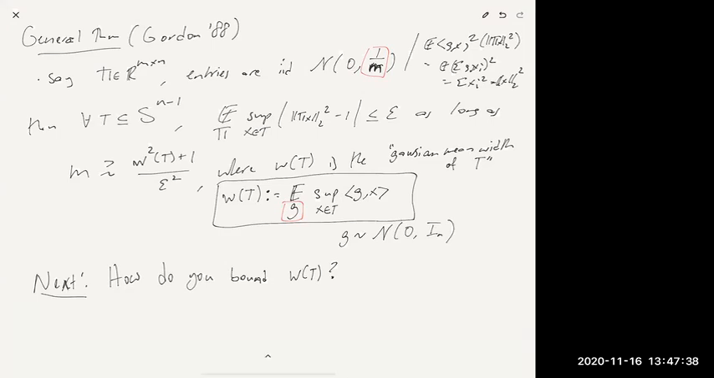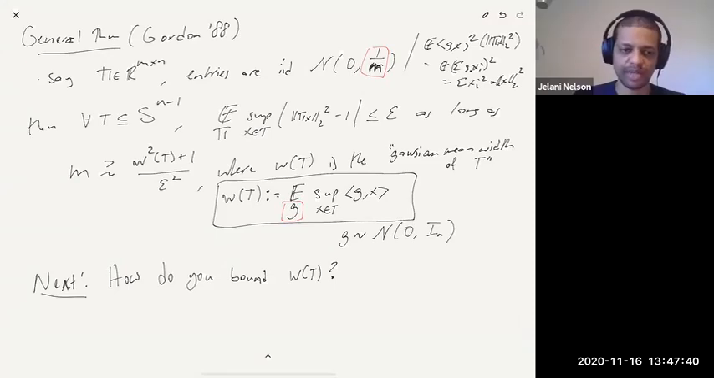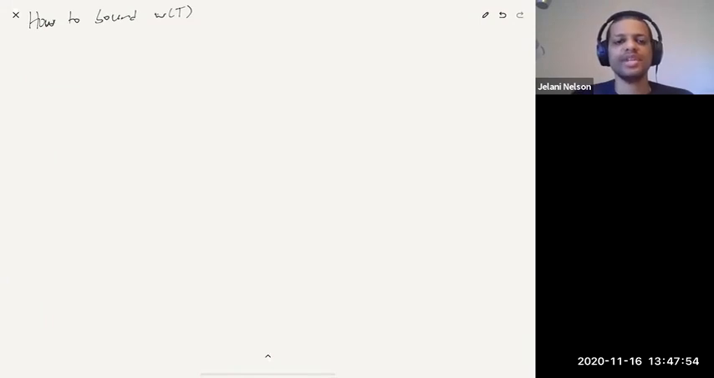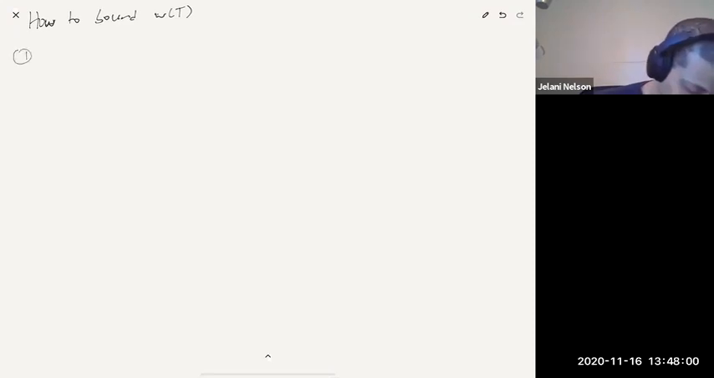No problem. So next up, how do you bound this Gaussian mean width anyway? It turns out that there's an optimal answer that's known as generic chaining. I'll say what it is, but I'm going to work our way up there. So the easiest way is the union bound.